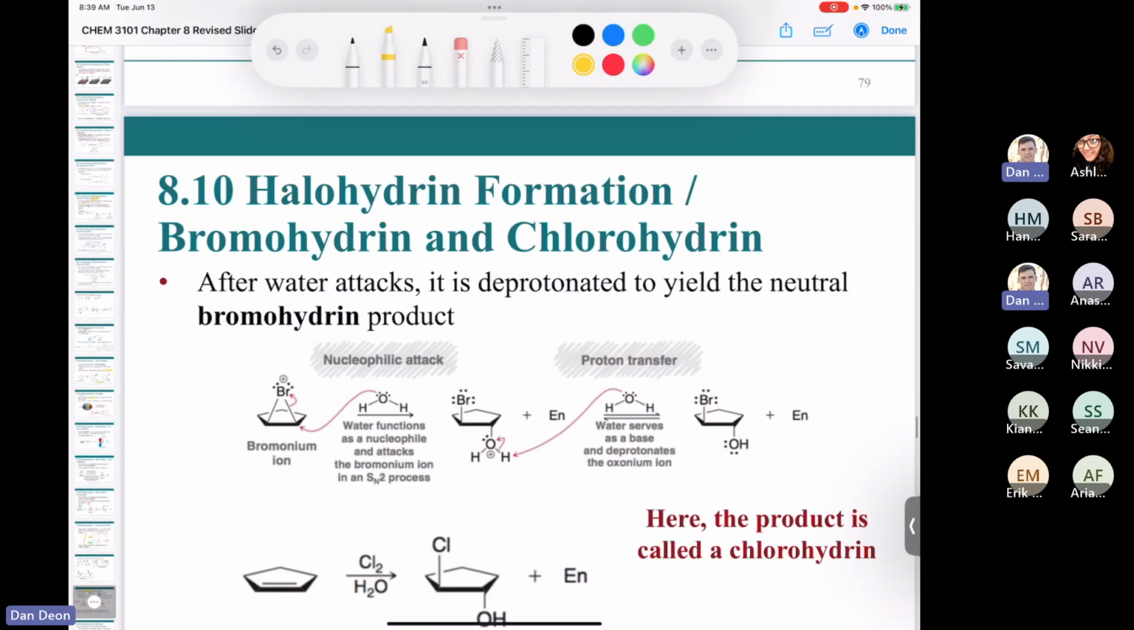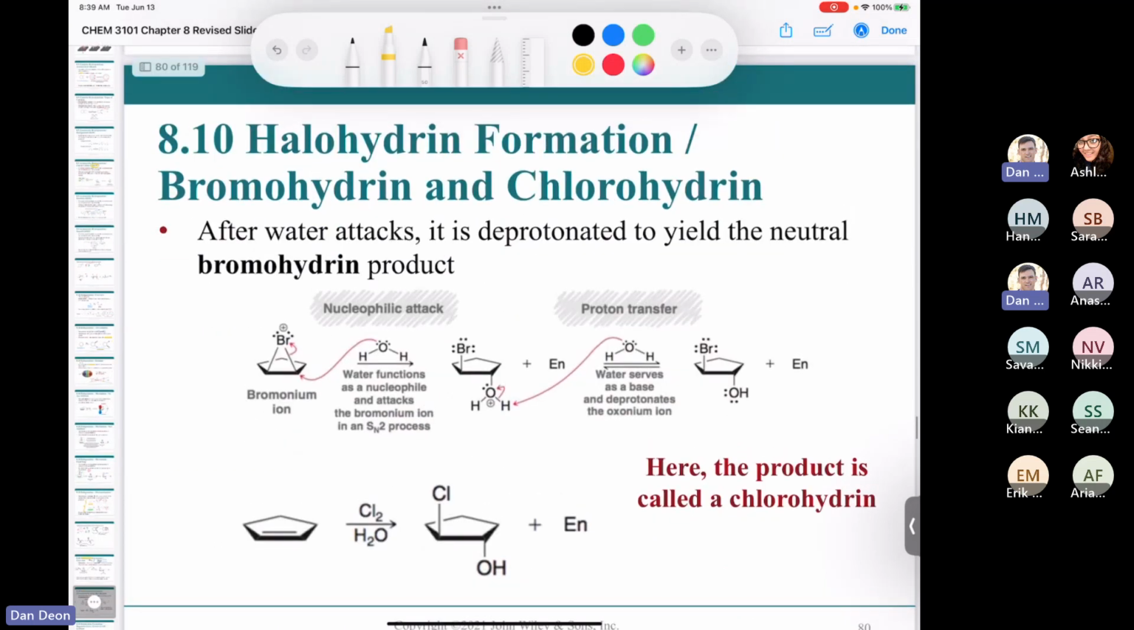But check out the next step, okay? So we form the bromonium ion. Again, that's the reaction between the alkene and bromine to form the bromonium ion. But then water acts as our nucleophile. Why? Because it's the solvent, right? There's just so much of it. So it comes in, acts as a nucleophile. You do a proton transfer, and you end up with a halohydrin.